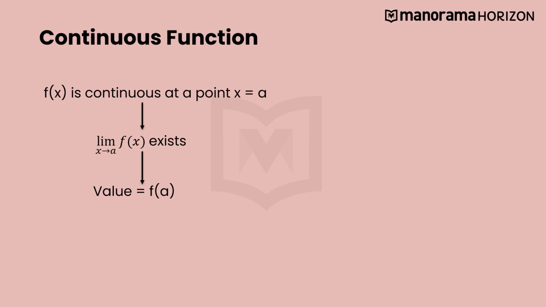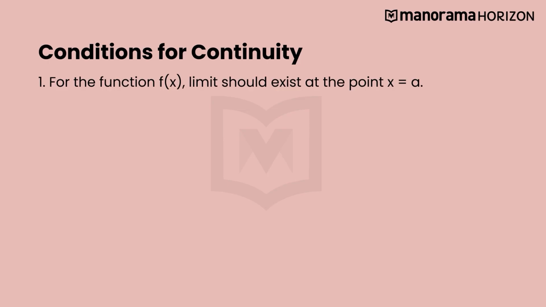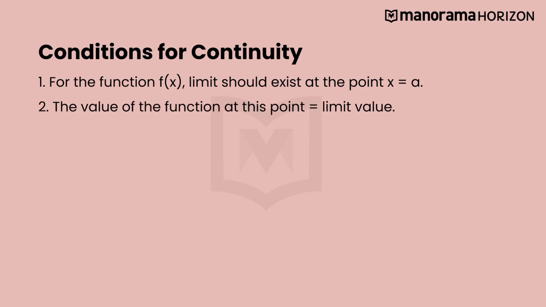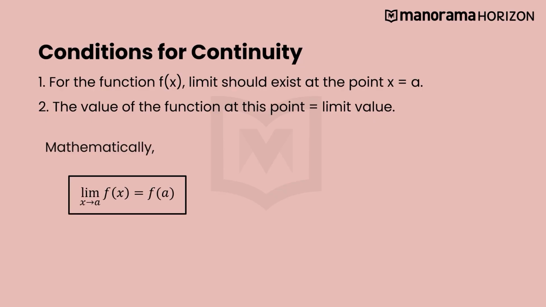Understood? So, two conditions for continuity. Condition number one: for the function f of x, the limit should exist at the point x is equal to a where you are trying to understand the continuity. Second, not only should the limit exist, but the value of the function at this point should also be equal to that limit value. So, mathematically, it will be written as limit x tends to a, f of x is equal to f of a.